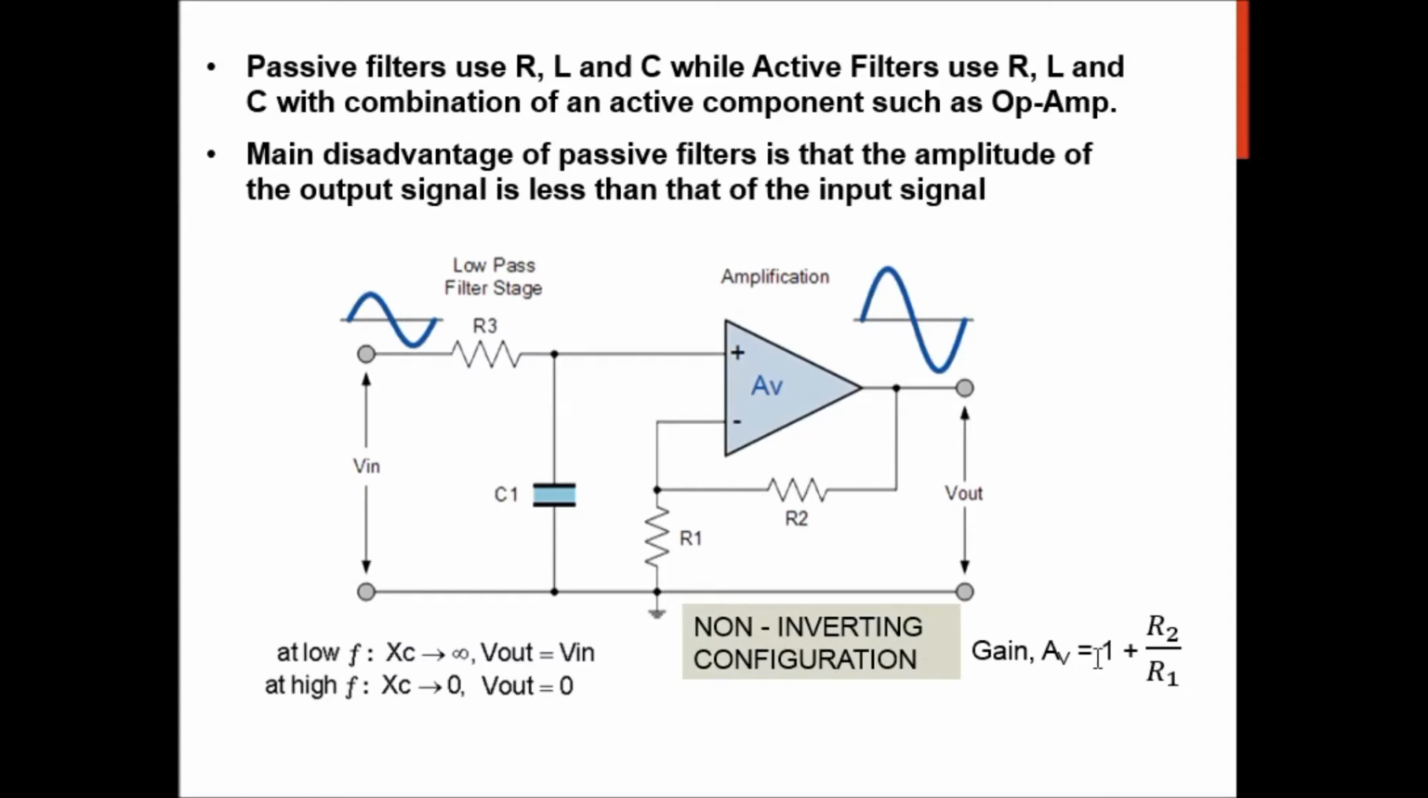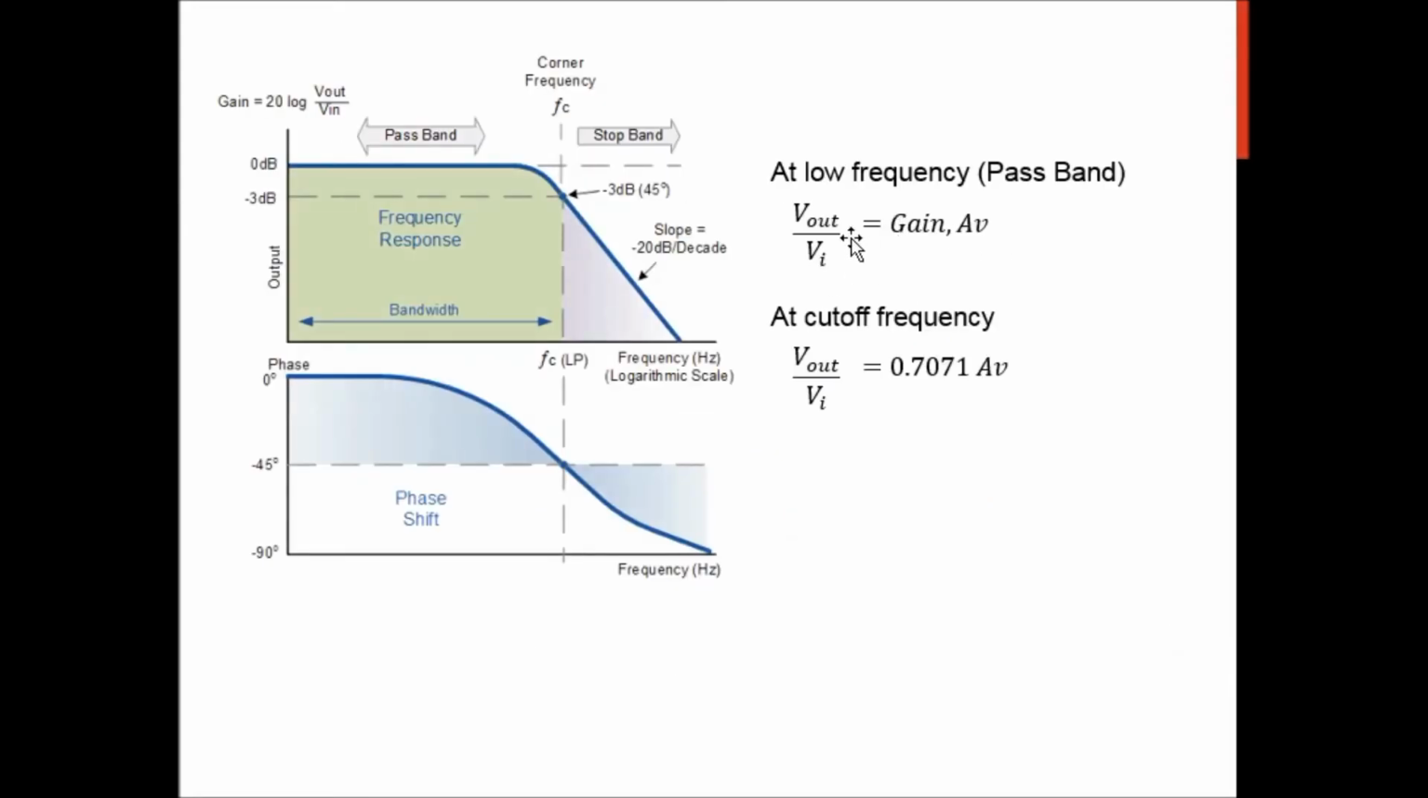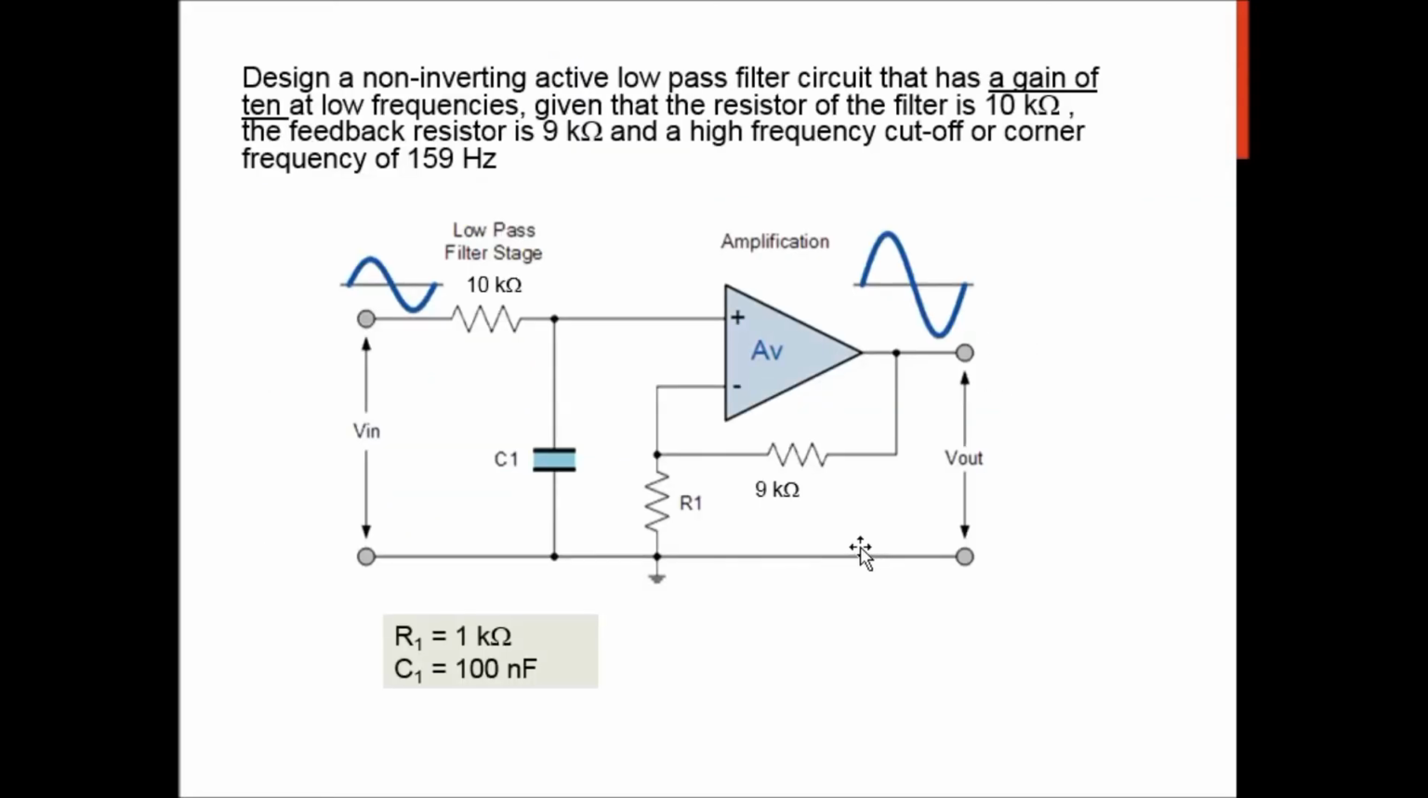So the gain for non-inverting is 1 plus R2 over R1, the resistor at the feedback path over the resistor here, R1. So that's the non-inverting configuration. In order to know what the gain is, you just need to find the output voltage, just Vout over Vin. Okay, so the output voltage at the cut-off frequency will be higher because you are going to multiply with the gain as well. Okay, so let's look at this example.